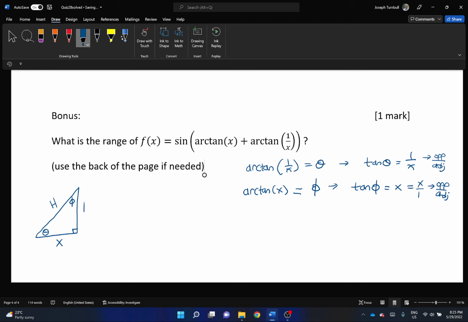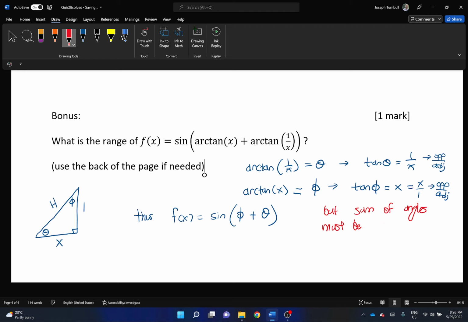Okay, so thus f of x is equal to the sine of the arctan of x, which I said arctan of x was phi, and then arctan of 1 over x I said was theta. So f of x is a sine of phi plus theta. Wait a second. But the sum of angles in a triangle must be 180 degrees.